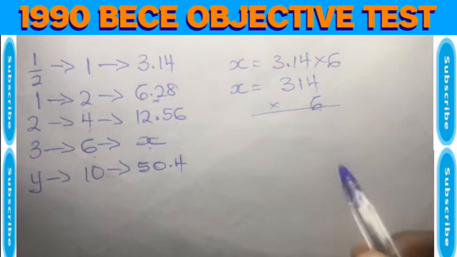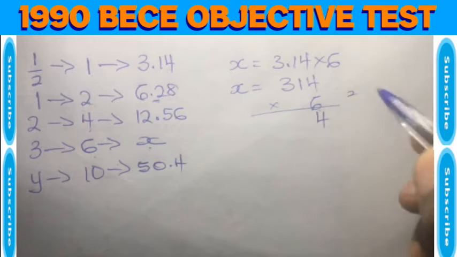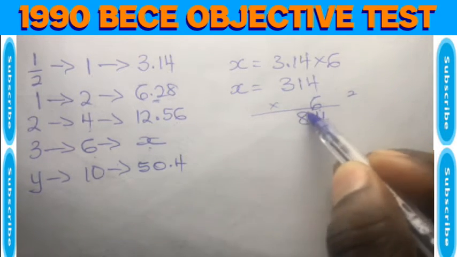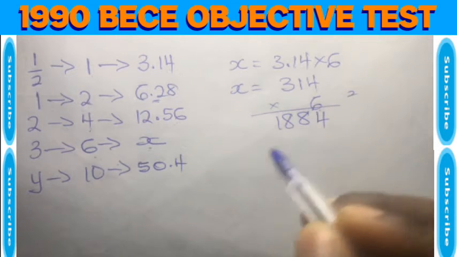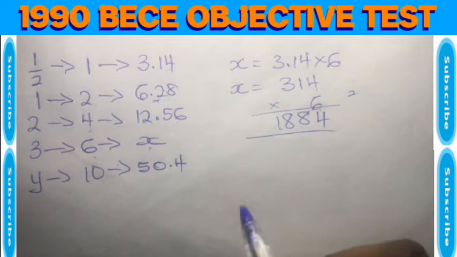So let's multiply. 6 times 4 gives us 24. We write 4, remember 2. 6 times 1 gives us 6. 6 plus 2, we have 8. 6 times 3 gives us 18. So this is what we have, 1,884. That is the product.